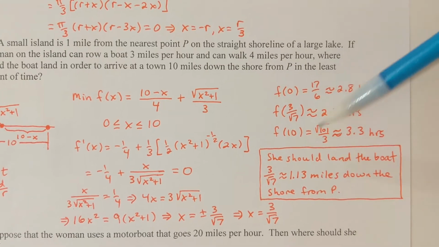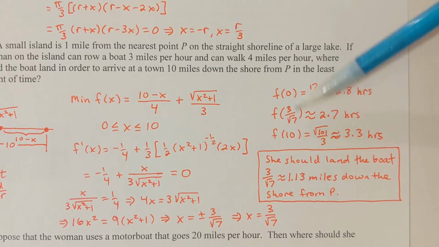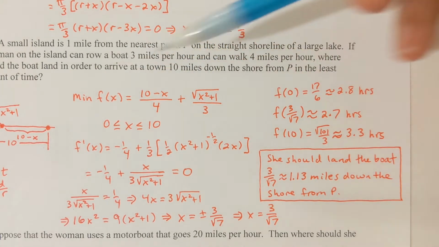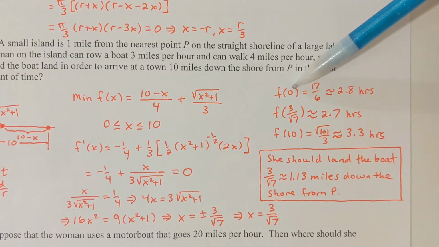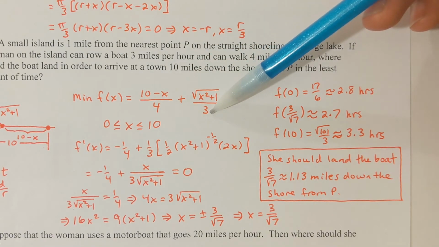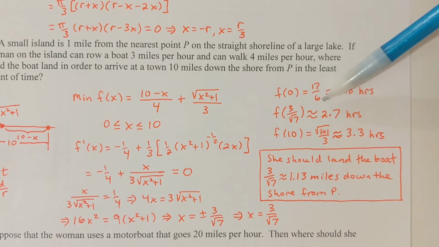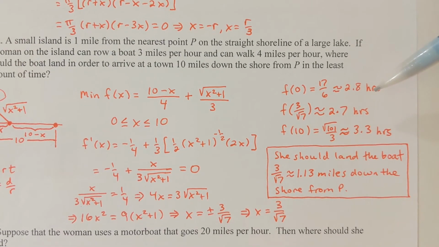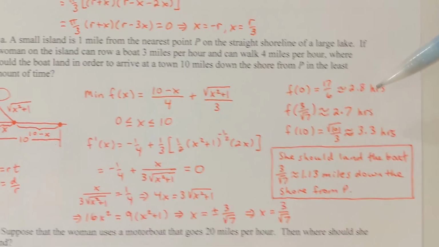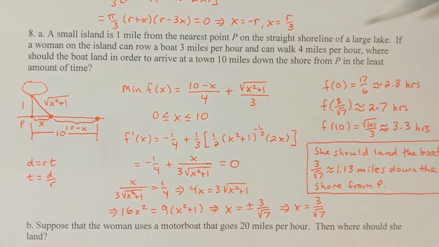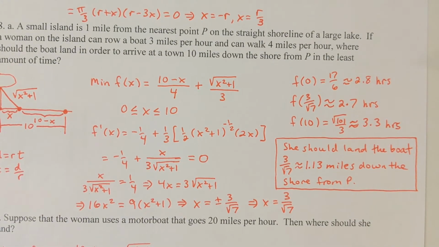So let's go ahead and plug in the critical number along with the two endpoints here on the interval. We'll see which one is the smallest. Well, if x is 0, then you're going to have 10 over 4 plus 1/3, which would give you 17 over 6, or roughly 2.8 hours is the output there. Okay, and that would be if she were to just row straight to point P and then walk 10 miles. Okay, it's going to take her 2.8 hours.